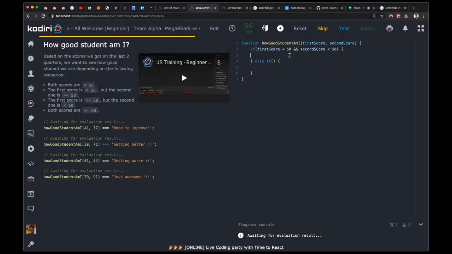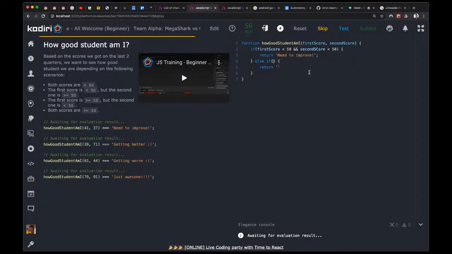actually, let's complete that sequentially. So if both the scores are less than 50, return, what do I return here, guys? Need to improve, that's correct. Need to improve and the exclamation mark, yeah?